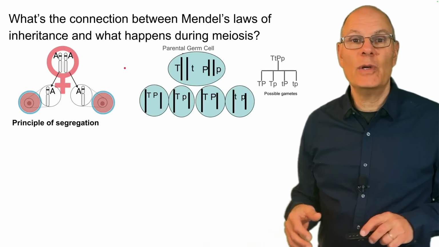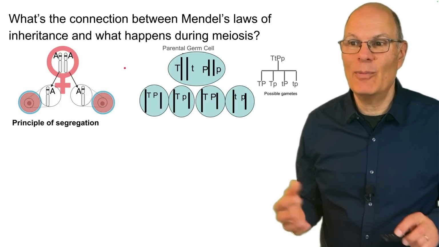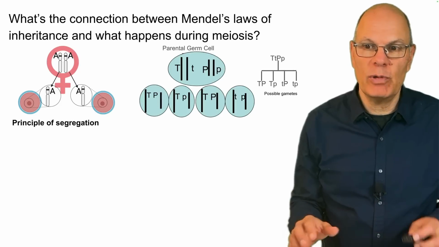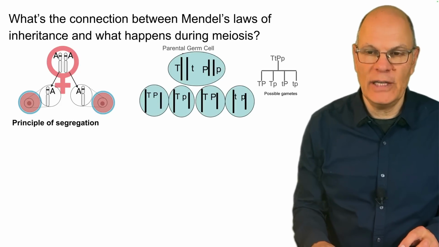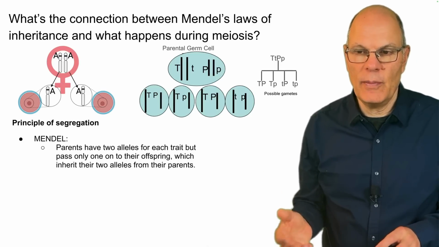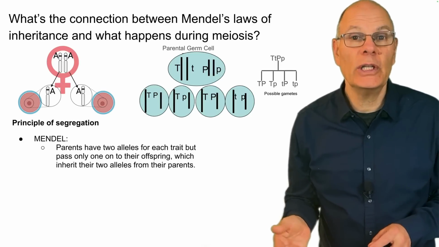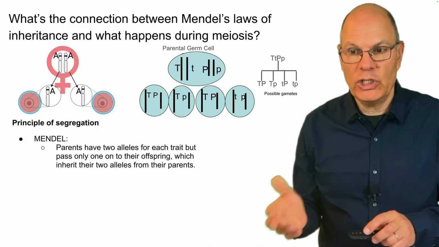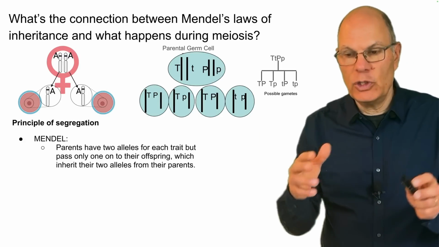What's the connection between Mendel's laws of inheritance and what happens during meiosis? We've just articulated Mendel's two laws, the principle of segregation and the principle of independent assortment. The principle of segregation, according to Mendel, says that parents have two alleles for each trait, but pass on only one to their offspring, which inherit their two alleles from two separate parents.